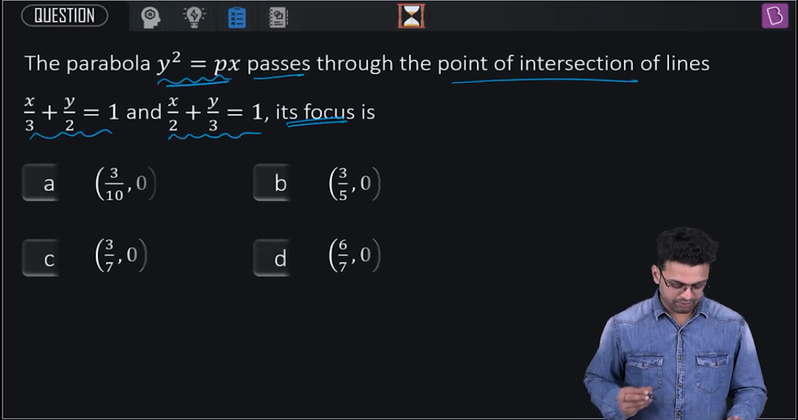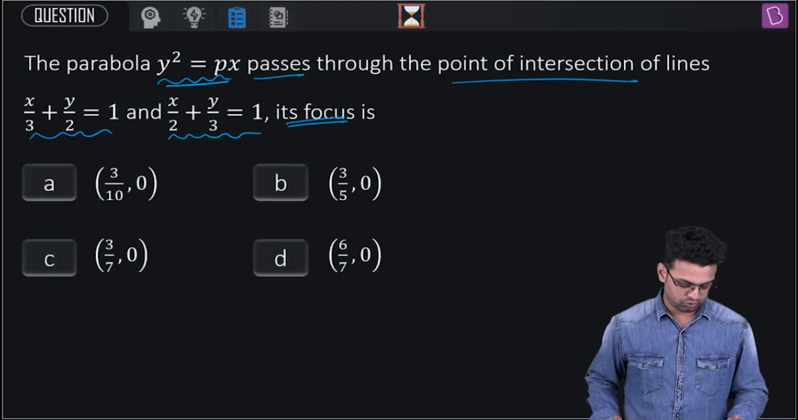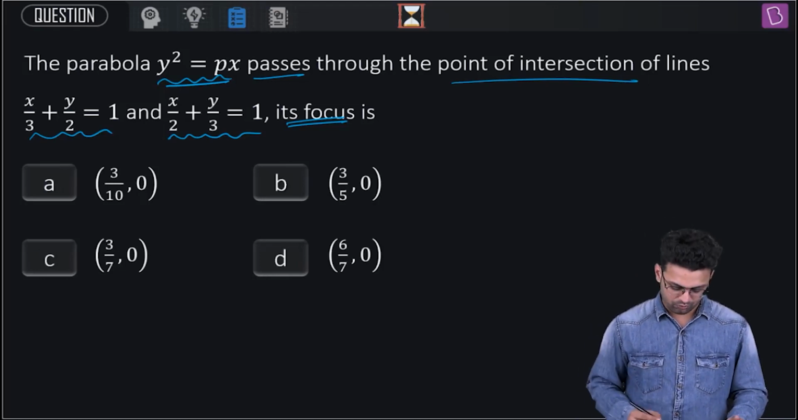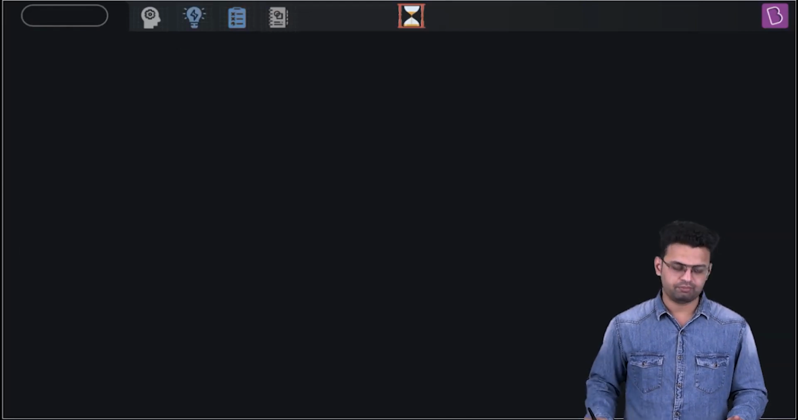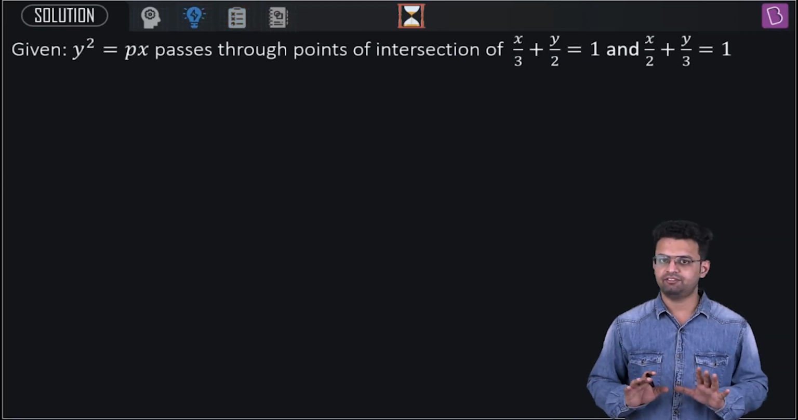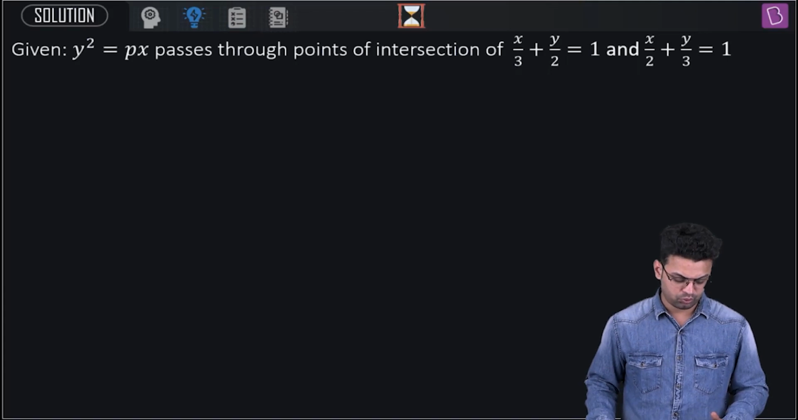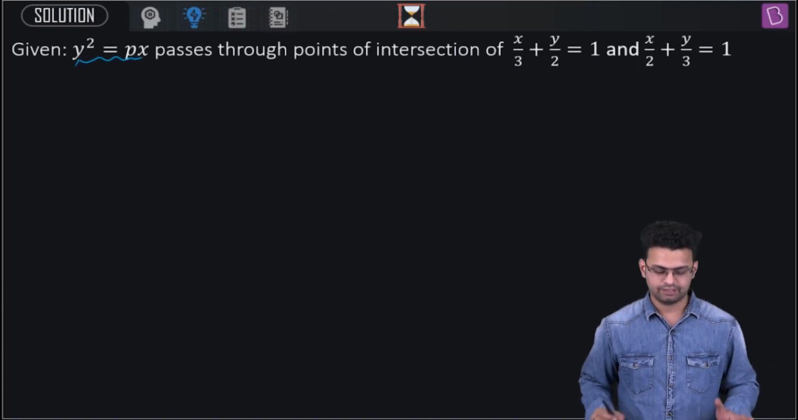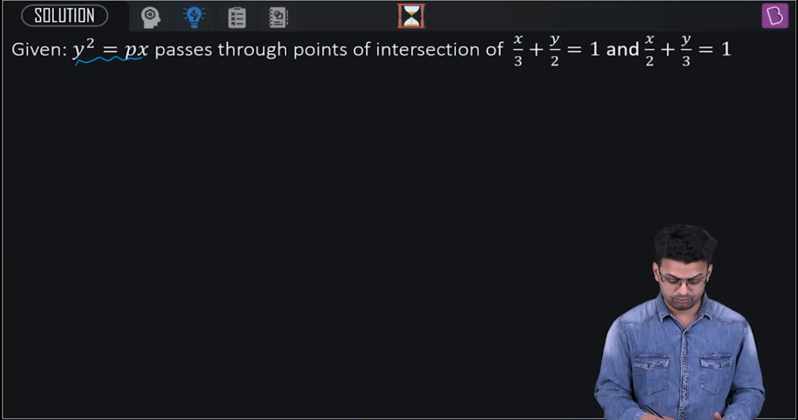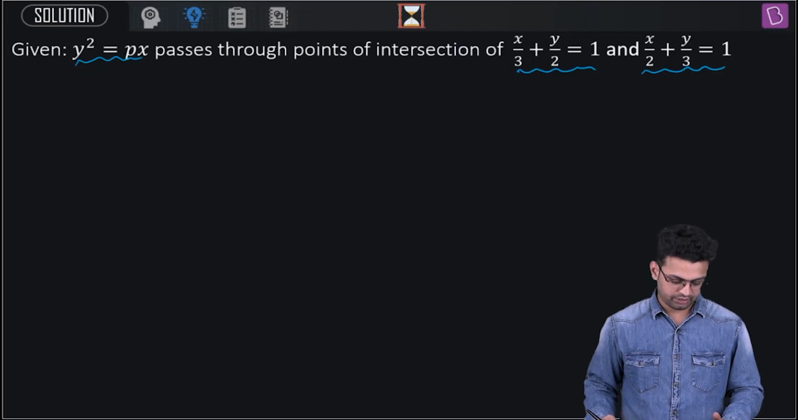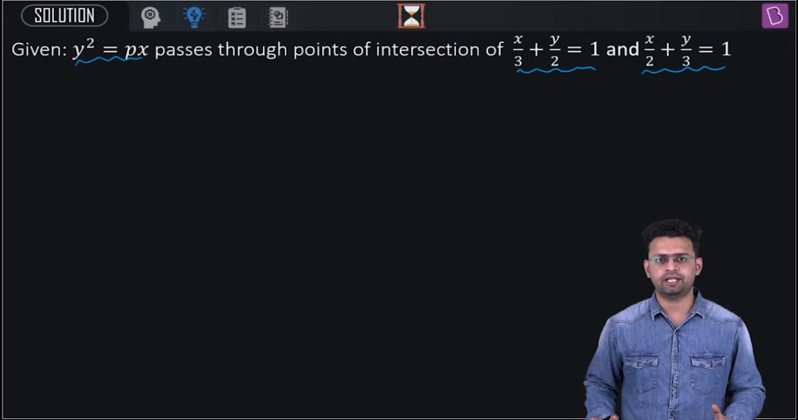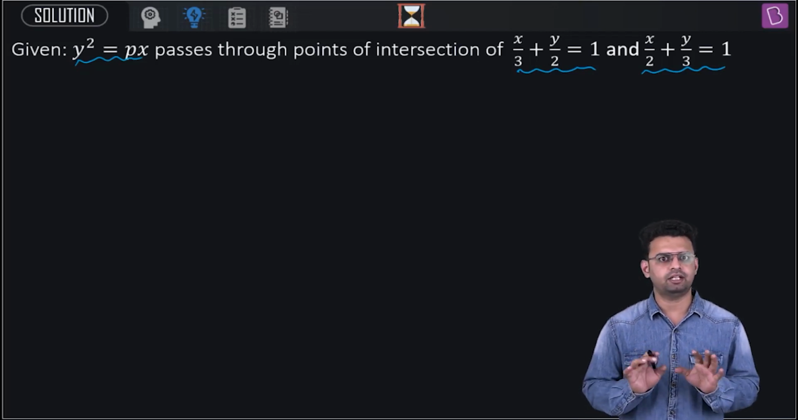Before moving to the solution part, let's have a look at the options also. Okay, so these are the set of options written in front of you. Now let us move to the solution part. Once again we have retained the information which was given in the question. So there was a parabola, remember, y square is equal to px, and this parabola was passing through the point of intersection of these two lines. Now the parabola is passing through the point of intersection of these two lines, so it's pretty important to determine that point of intersection.